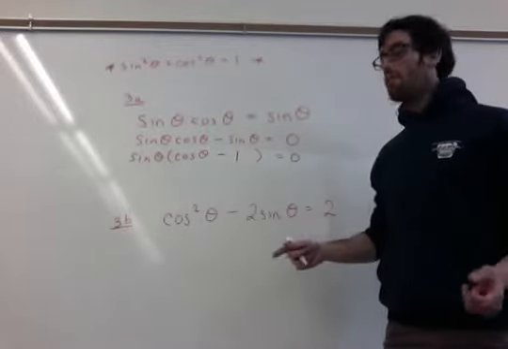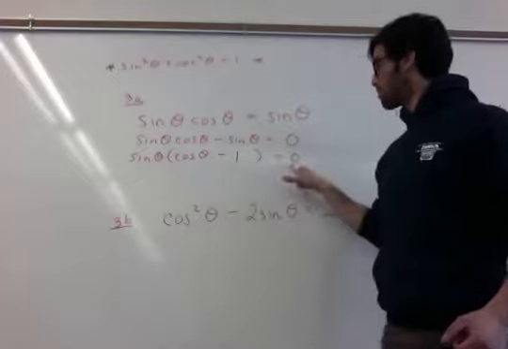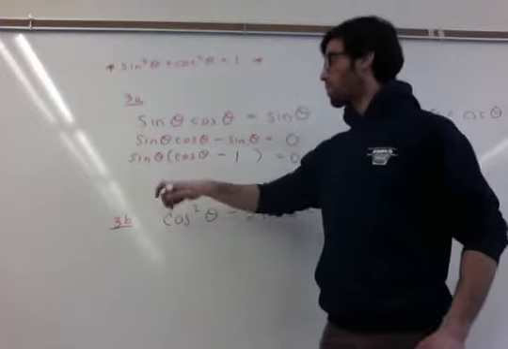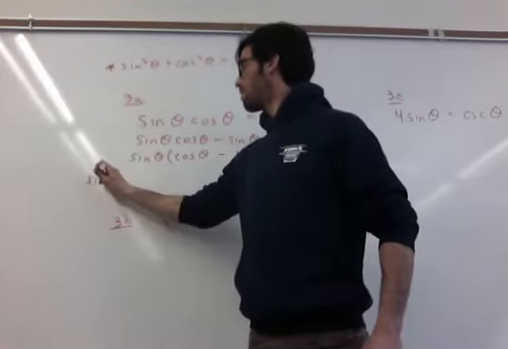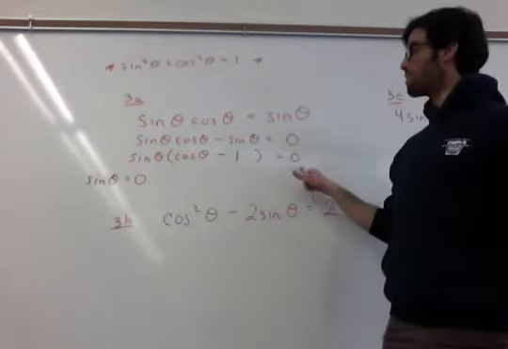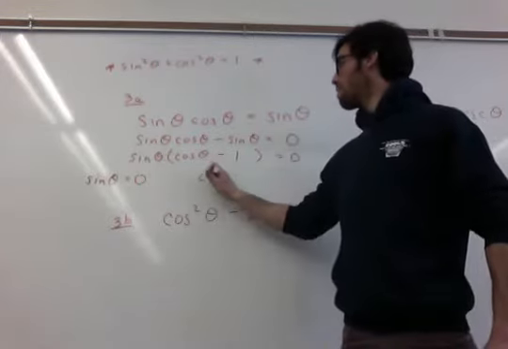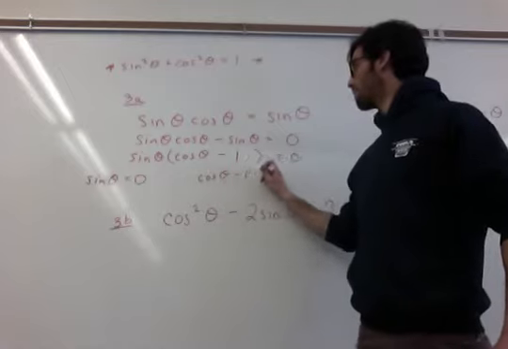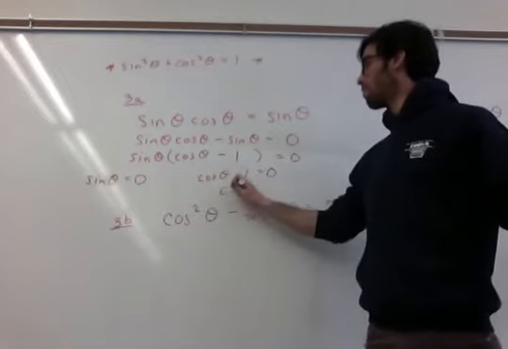Now that it's factored, we have this times this equals 0, so we set each factor equal to 0, and we solve, using what we know about the unit circle. So sine theta could equal 0 itself, or cos theta minus 1 could equal 0, or cos theta could equal 1.